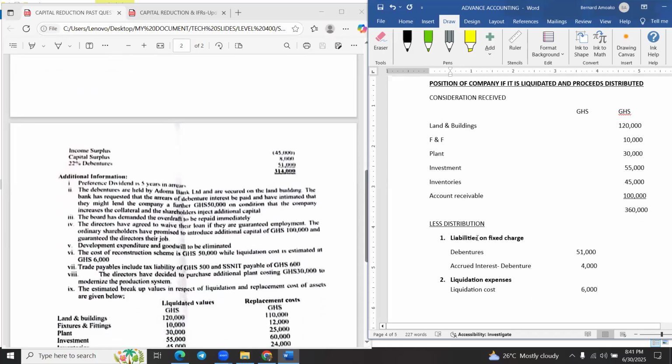I was advising myself when I was learning this that we are not doing these liquidation expenses just because. When I take 51,000 from 360,000, I can still have more to deduct the 4,000, right? That is the essence. I'm being guided by the value I have here. This value is expected to be used to offset the distribution.